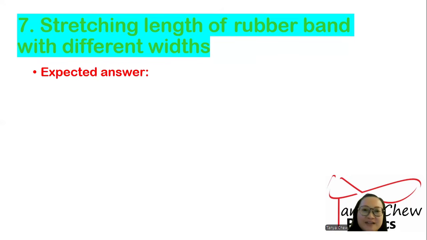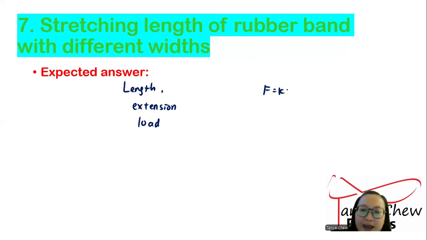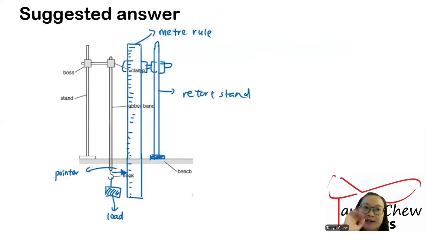Right, number 7, stretching length of rubber band with different weights. One of the past year questions as well, right? So this is related to Hooke's law, remember? So stretching length, you need to have your length, and then you need to talk about extension, and of course you need to put a load, F equals kx, but k is not important because we are not discussing Hooke's law here. Yeah? So let us see, this is my suggested answer.